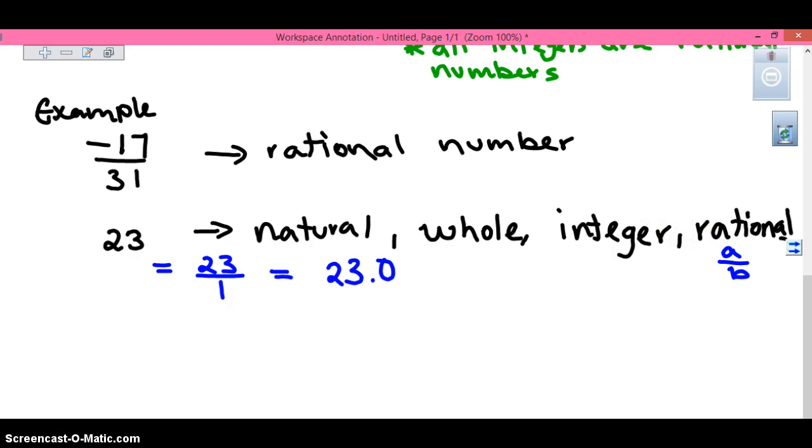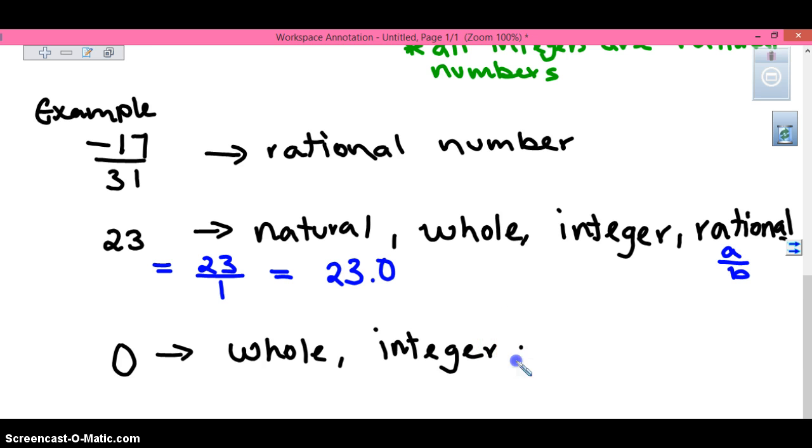Yes, ma'am, you have a question? What about the number 0? Is the number 0 a natural number? Not natural. Is it a whole number? Yes. Is it an integer? Yes. Therefore, is it a rational number? Yes.